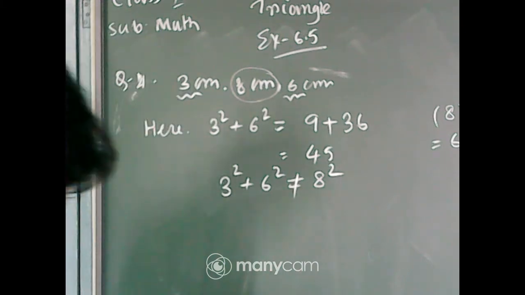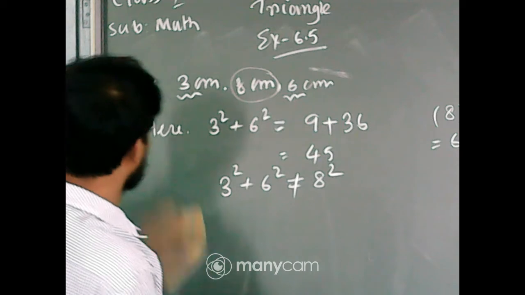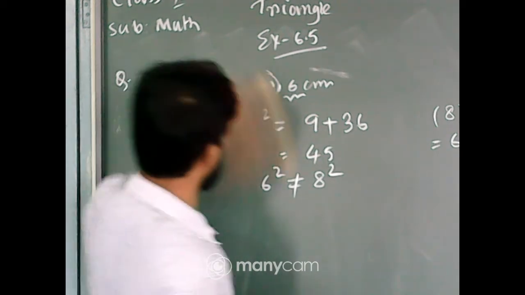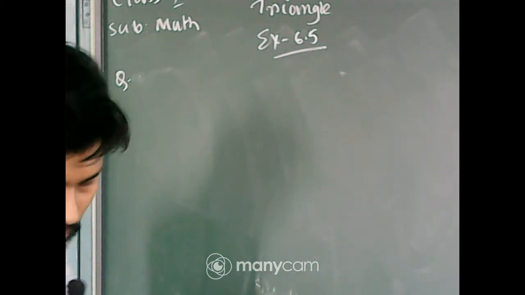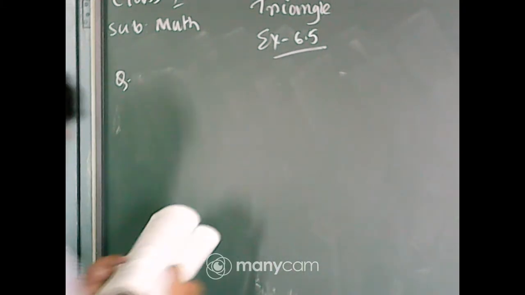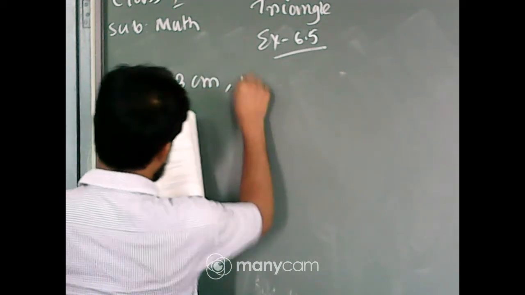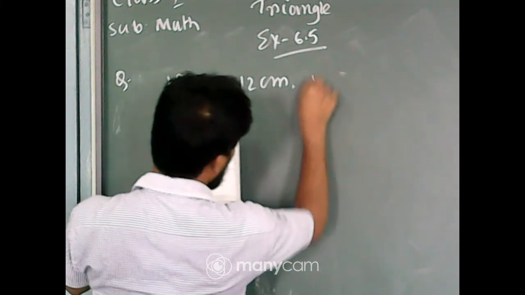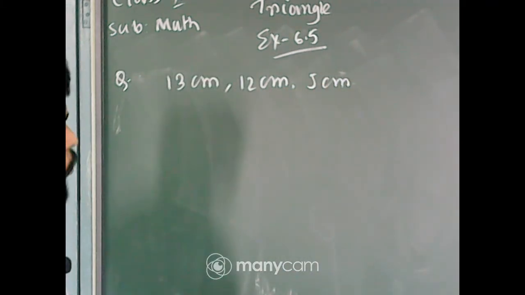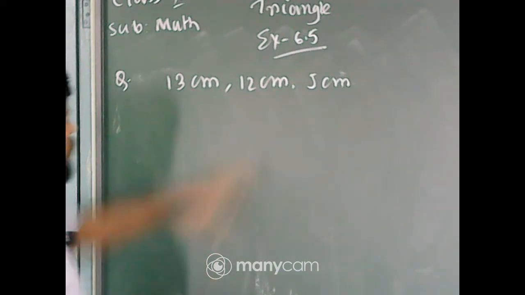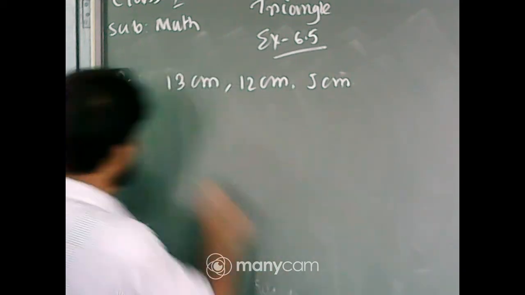Then we'll solve question number 4. I am skipping question number 3; try to do it. I am solving question number 4 now. We'll check whether this set of data is the sides of a right angle triangle or not. The sides are 13 centimeter, 12 centimeter and 5 centimeter. First calculate the sum of the squares of the least two sides of the triangle.